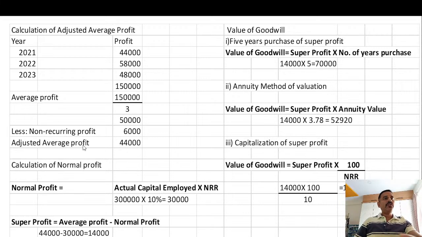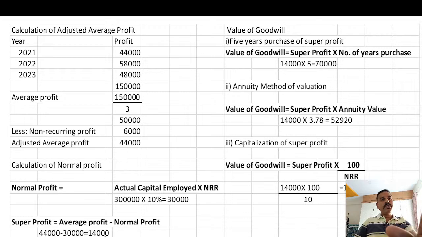Then calculation of normal profit. The adjusted average profit has come to 44,000. Then you have to calculate the normal profit. Normal profit equals capital employed into normal rate of return, that is 3 lakh given in the problem, into 10%, that is 30,000. So our average profit is 44,000, but as per the capital we have calculated the normal profit as 30,000. Whatever you are earning more than that is called super profit. Super profit equals adjusted average profit minus normal profit. The super profit is 14,000.